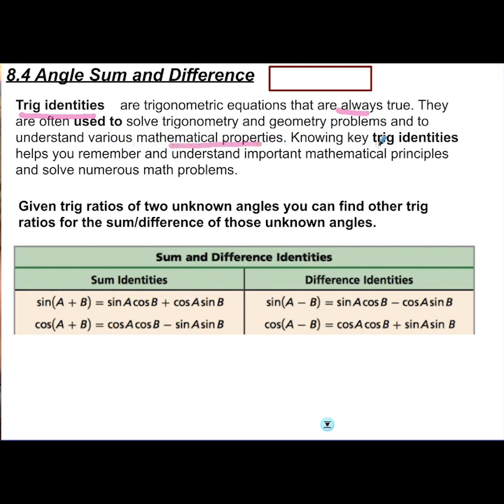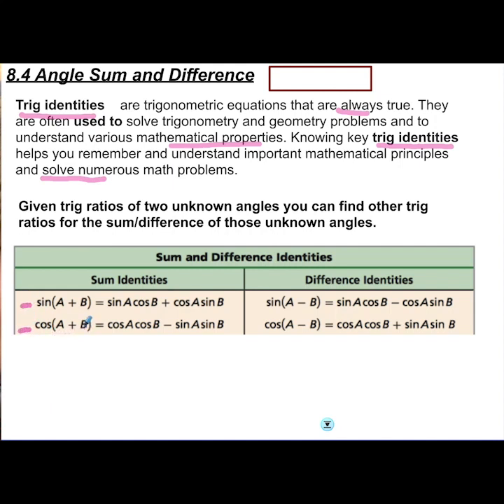So if we know certain key trig identities, this helps us remember and understand important mathematical principles and ultimately helps us solve numerous math problems. So we will look at basically two identities. We call them the sum and difference of an angle identities. And there are technically four of them.